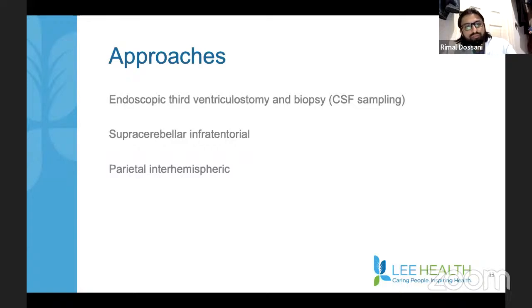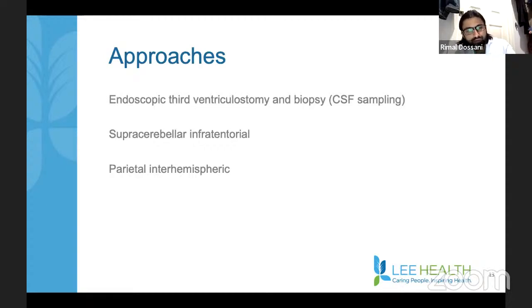And so if the CSF is positive for tumor cells, by putting a shunt in, you're spreading the tumor and causing it to metastasize from the brain to the abdominal cavity. So endoscopic third ventriculostomy is practical, one, because you're already there to perform the biopsy, and two, it prevents the possibility of tumor seeding.